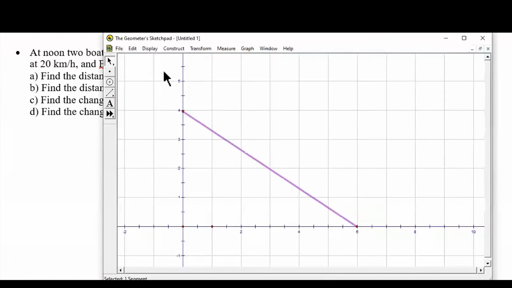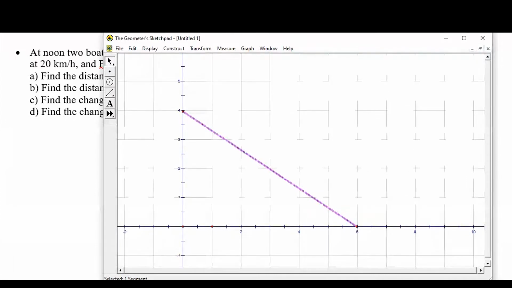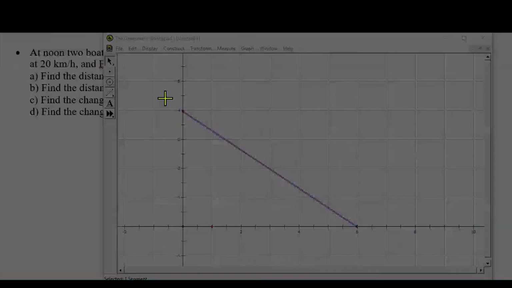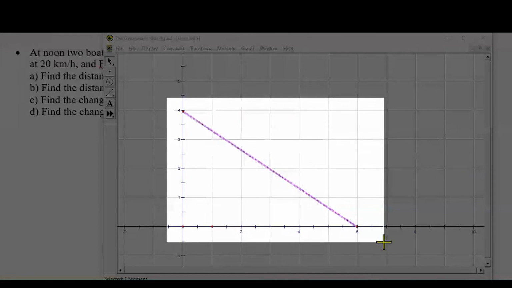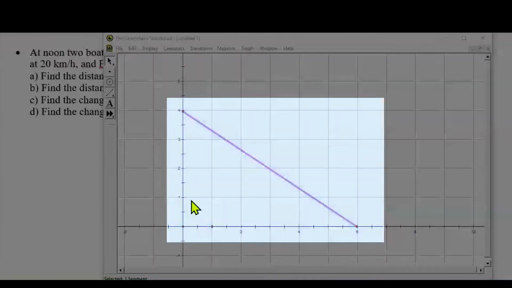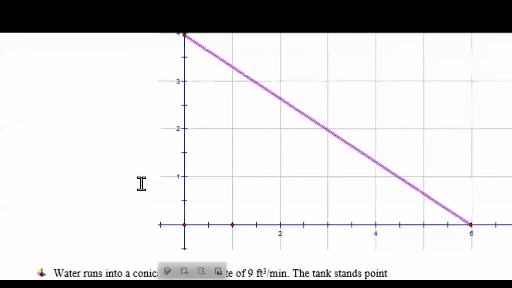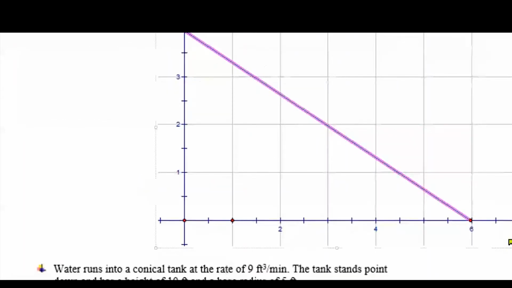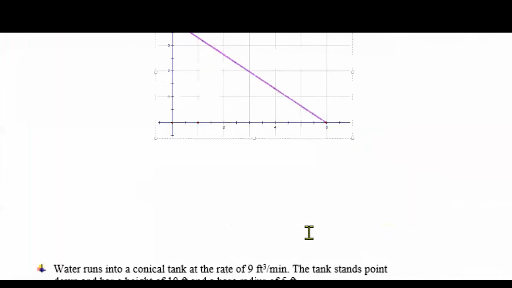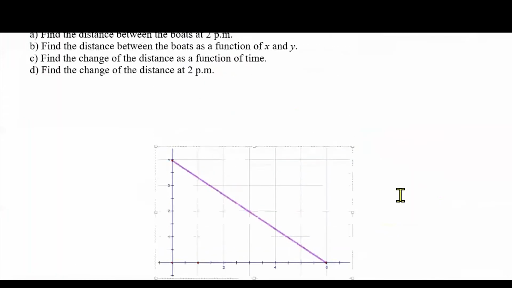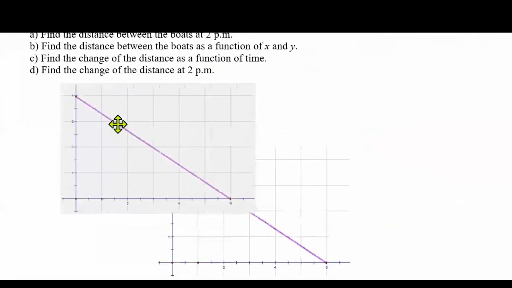So I'll copy this thing. Let's just copy that much. Okay, too big. Make it smaller. And bring it back about here. Okay.